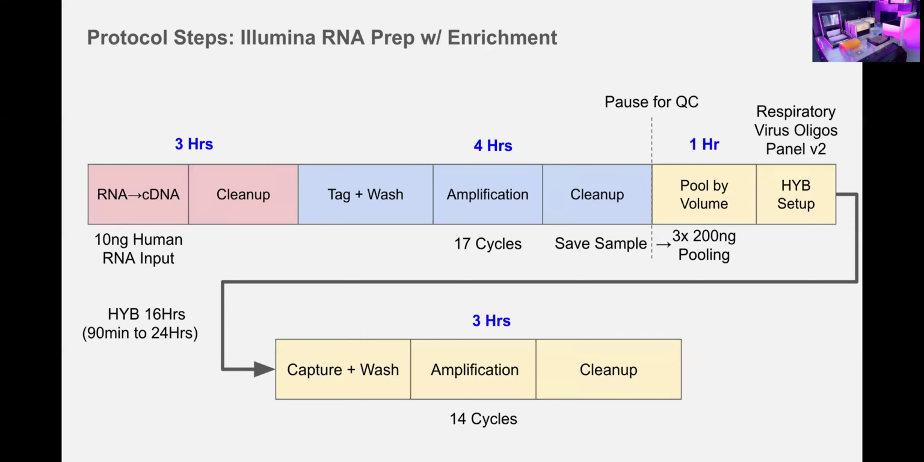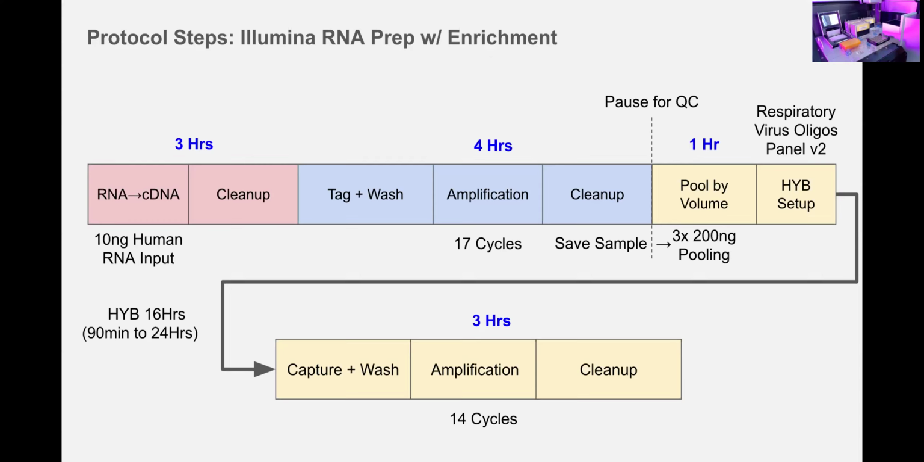And then for the hybridization, in this case, we are using Illumina's RVOP, the respiratory virus oligo panel number 2. This is the one that I was familiar with. I first started off with it back in 2021 with the whole COVID pandemic. In this case, we would use about 10 nanograms of human input RNA and spike in a known amount of virus control. I believe it was the COVID control from Twist.